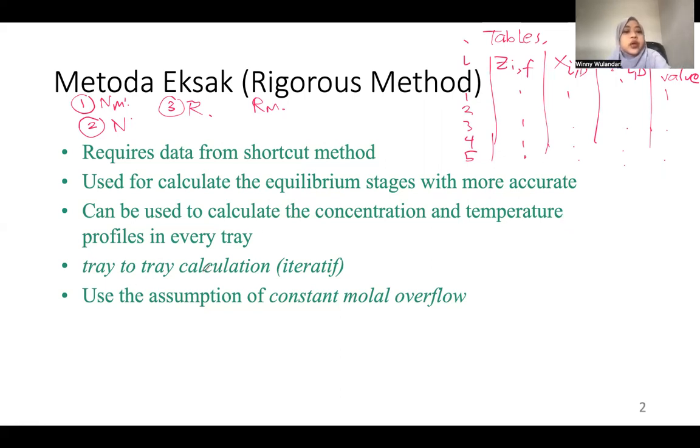And then also it is a tray-to-tray calculation. So it is iterative until you get the specific value. And also we use the assumption of constant molar overflow. In the beginning, you should have the multi-component system. You have the components, for example, 1 to 5, and you also have the tables to determine your zi or your composition of the feed, the composition of the distillate, and the bottom product that we assume from the shortcut method. And then if we assume the temperature of the distillate and the bottom and also the feed, of course, you can also get the K value at certain temperature and pressure.